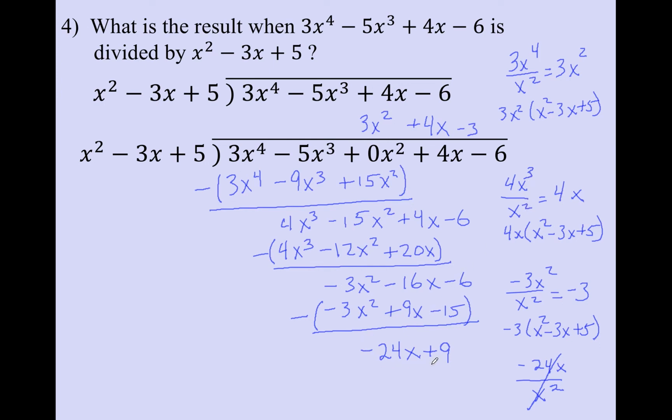This is my remainder. So my answer is 3x squared plus 4x minus 3 plus, whatever number's here. So you just write that down. Sorry, I'm going on a little bit of an angle here. Over your divisor.